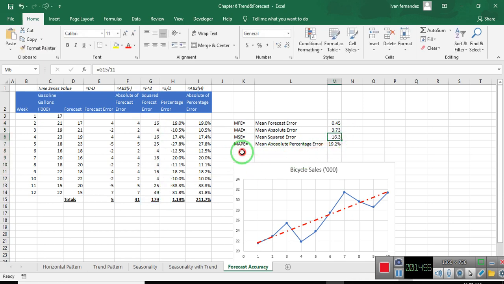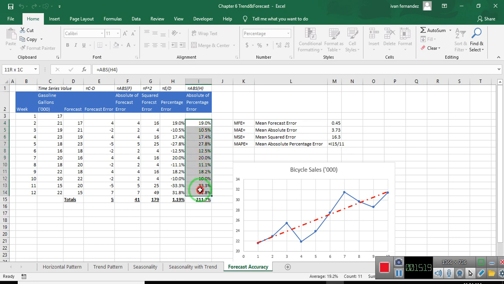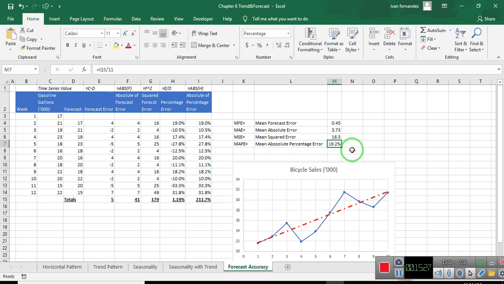And finally, which is the most important one, the one that mathematically makes perfect sense. You can use this and compare to any other activity, project, you name it. It's a good measure. This is the mean of the absolute percentage errors. The way you do it is you take the sum of the absolute percentage values that you calculated here in I, and you divide it by 11. That's all it is. And now you have 19.2%, which is the mean absolute percentage error. And this is one that you can compare without a doubt.